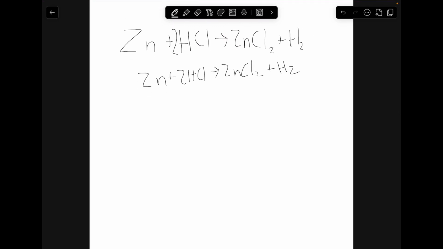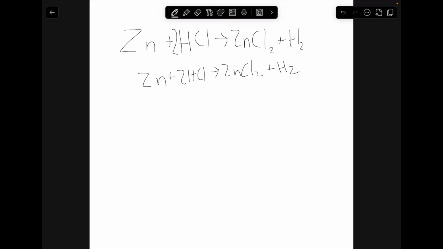All right, now that our recipe is ready, let's solve a practical conversion problem. Let's say we start our experiment with 4.5 moles of zinc. We want to figure out exactly how many moles of hydrogen gas we are going to produce.